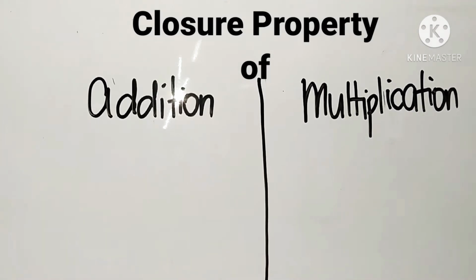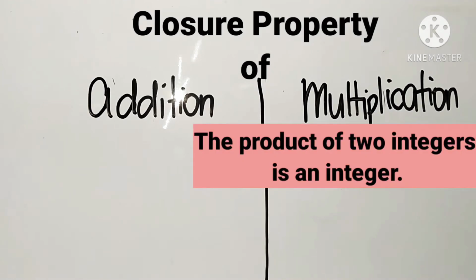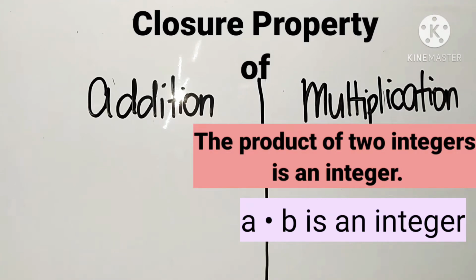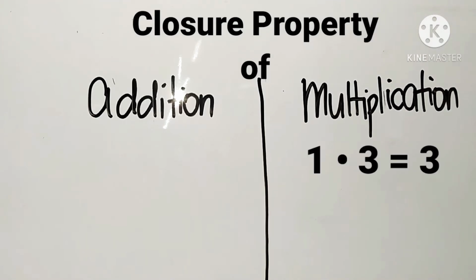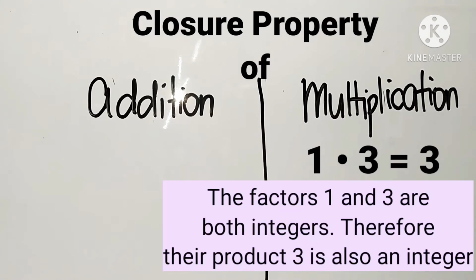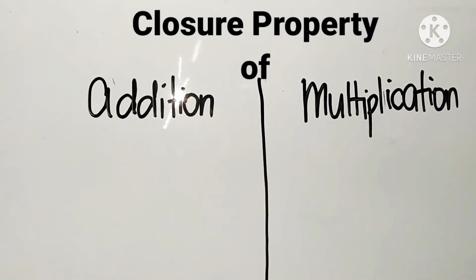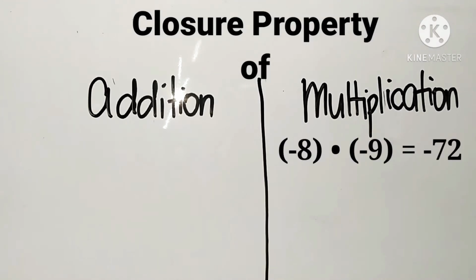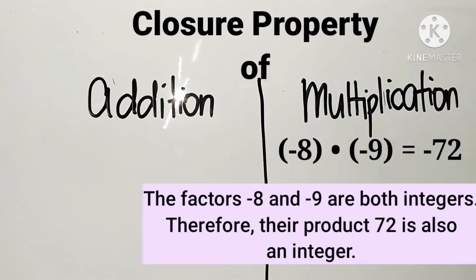For multiplication, the product of any two integers is an integer, denoted by A times B, wherein A and B are integers. For example, 1 times 3 is equal to 3. The factors 1 and 3 are both positive integers, which makes their product 3 a positive integer as well. Another is negative 8 times negative 9, which gives us the product of 72. Negative 8 and negative 9 are both integers, which makes their product 72 also an integer.